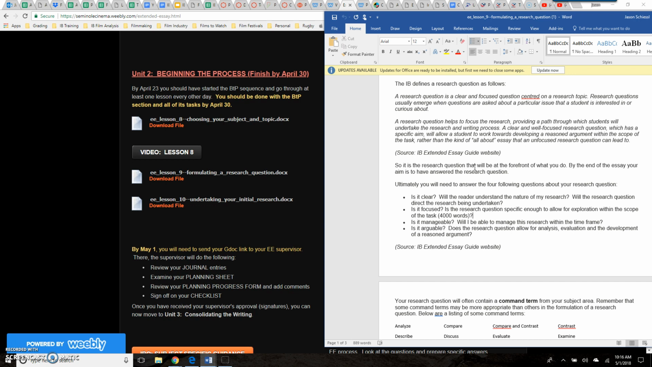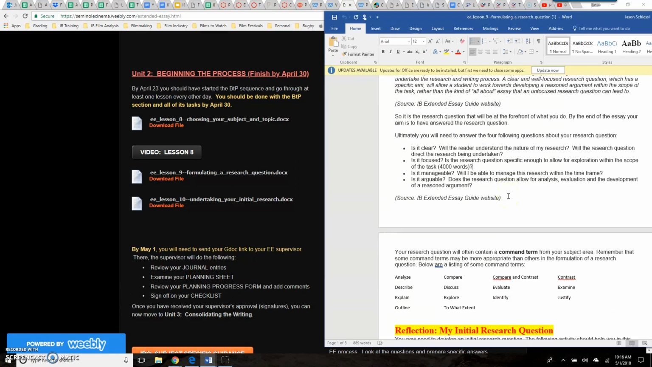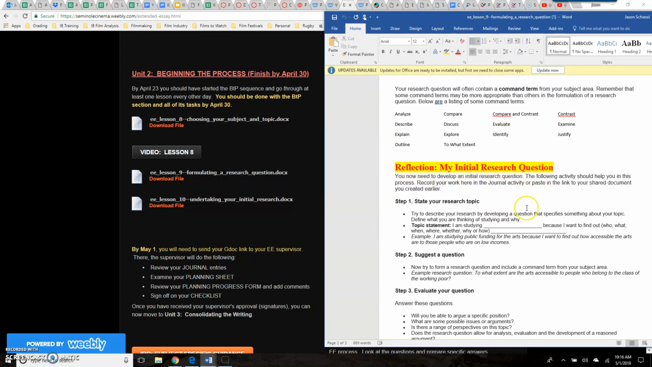Is it arguable? All right. Does the research question allow for analysis, evaluation, and the development of a reasoned argument? Yes. This is something that has to be arguable. Okay, that is an important element, and that's the reason why you're doing the research, so that you can figure out if you can come to some sort of greater understanding that will provide you an answer to the research question. And you're going to get that answer only through in-depth scholarly research, analysis of that research, and then the writing and articulation of your findings.